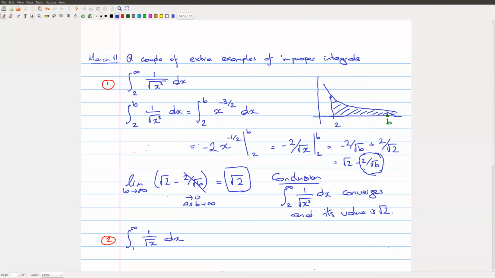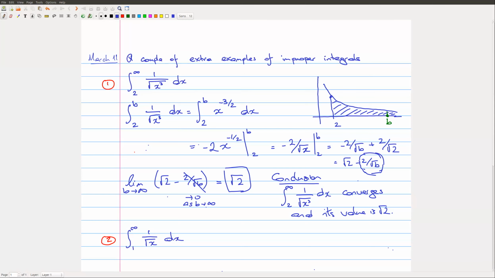And examples of this type, where you're integrating 1 over a power of x over some infinite region from some fixed positive value to plus infinity, would be convergent if the power of x in the denominator is greater than 1. When it's equal to 1 or less than 1, it's divergent. We saw that it's divergent yesterday for 1 over x and convergent for 1 over x squared.